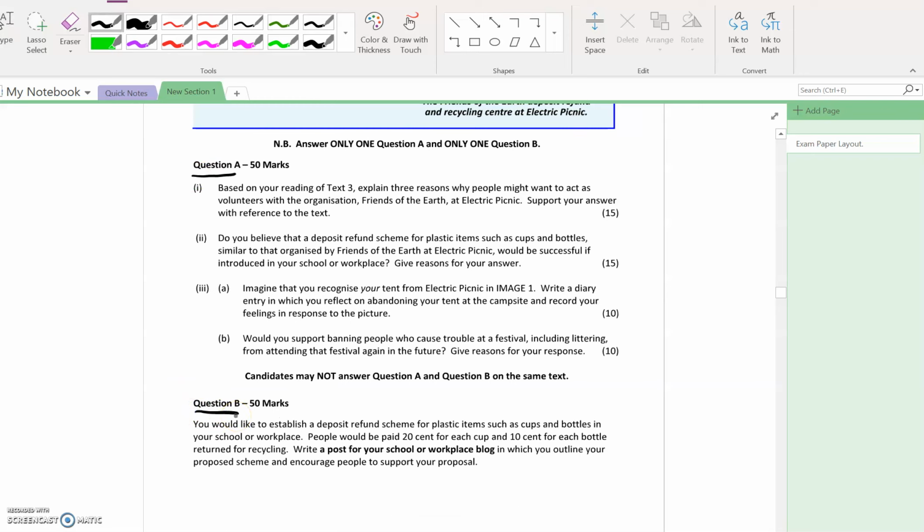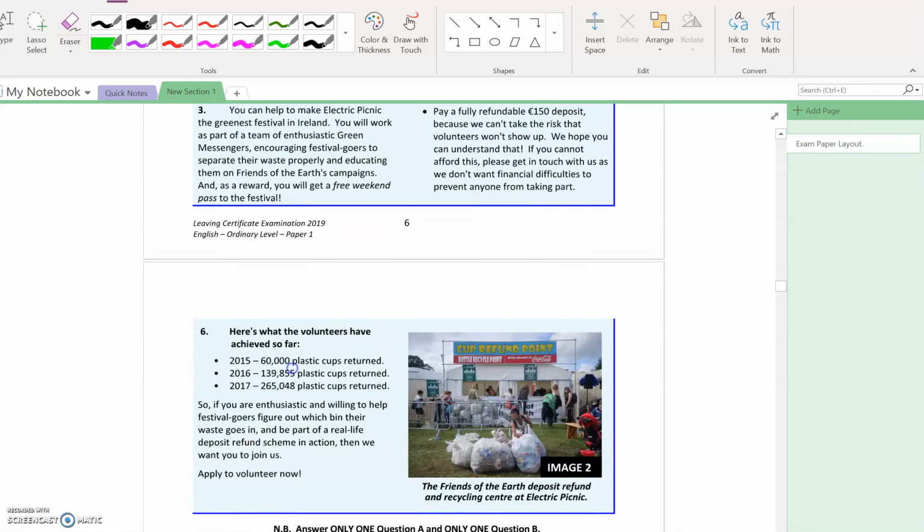Just like the other 3 texts. Now you need to answer on one of these question A's and one of these question B's, but they can't be from the same text. So I couldn't do this question A and this question B, because you must pick them from different texts. So I'm going to give you a little tip on this.